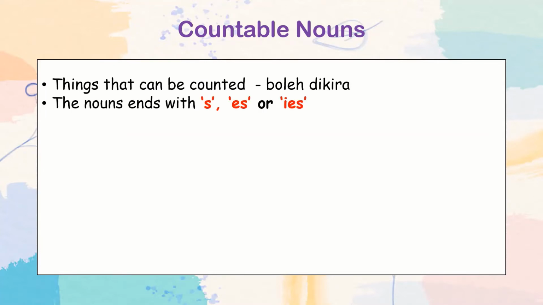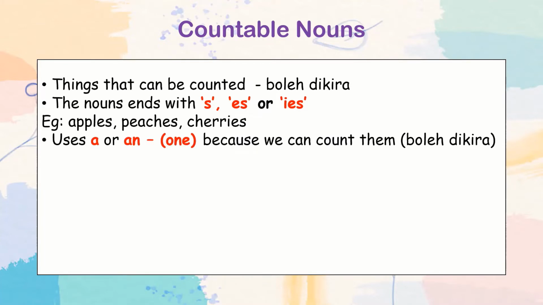So the nouns end with S, ES or IES. Okay, for example, apples, peaches, cherries. So countable nouns menunjukkan bilangan yang banyak. So perkataannya akan berakhir dengan S, ES or IES. It uses a or an for one because we can count them, boleh dikira. So kita menggunakan a atau an untuk menunjukkan bilangan satu sebab kita boleh kira bilangannya.